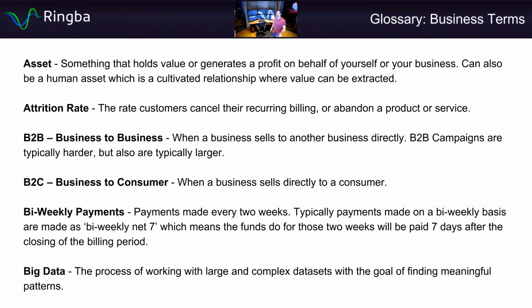Attrition rate: the rate at which customers cancel their recurring billing or abandon a product or service. If you have a product that has a monthly fee to it, which a lot of pay-per-call buyers do, the attrition rate is the number of customers that cancel that product or service on a monthly basis. You quantify that into a percentage, and you want to calculate that for every single one of your traffic sources or every single one of your publishers to find out which customers last the longest and cancel the least.